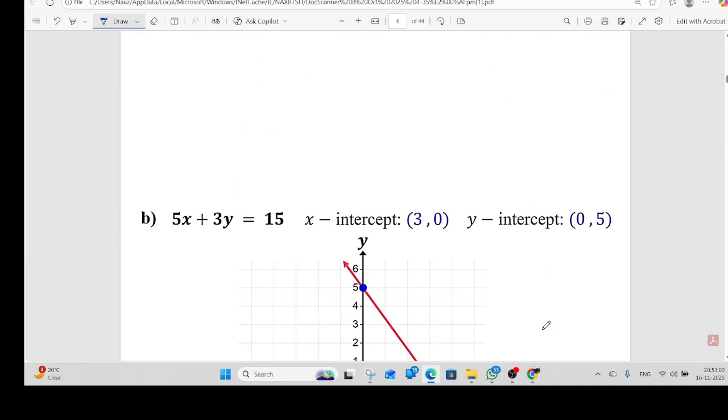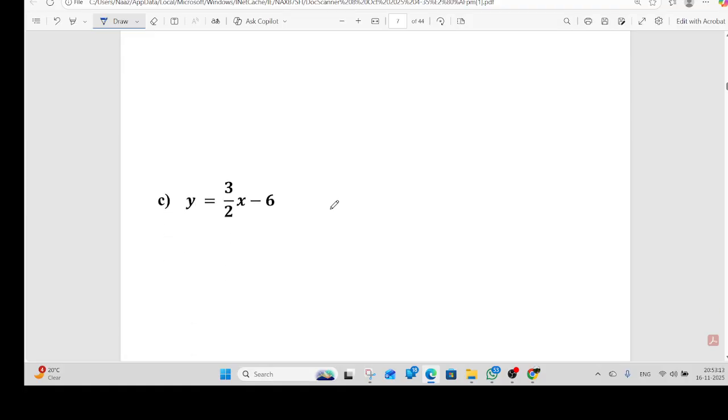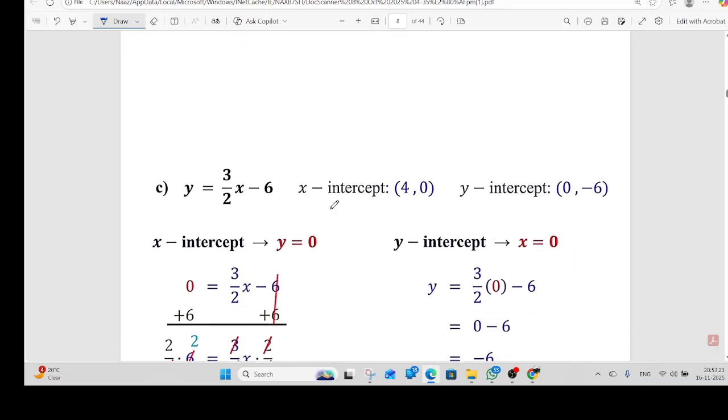Now I plot it on the graph. This is my x-intercept, (3, 0). The y-intercept is (0, 5). I join these two points, and this is the graph for this equation. That's how we can do it. And this is slope-intercept form. So in the last video we have already talked about how to plot it.